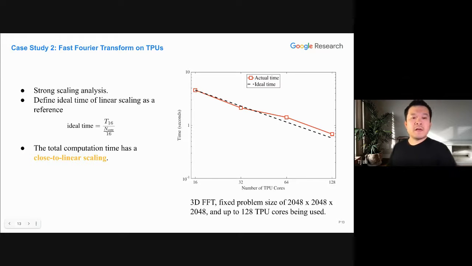Next, the strong scaling analysis. For FFT, we have a 3D FFT. The problem size is fixed as 2K by 2K by 2K. We start with 16 cores and all the way up to 128 cores. We also define the ideal time of linear scaling for reference. The ideal time is defined with respect to the computation time of 16 cores. From the figure on the right, it shows that a close to linear scaling is achieved in terms of the total computation time.